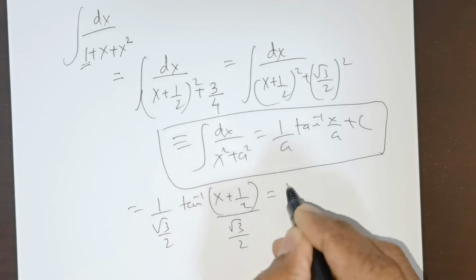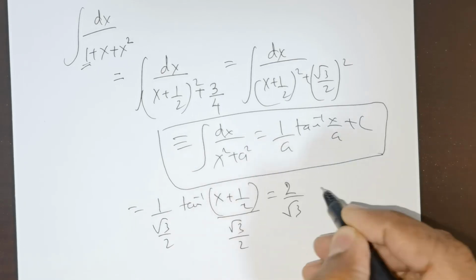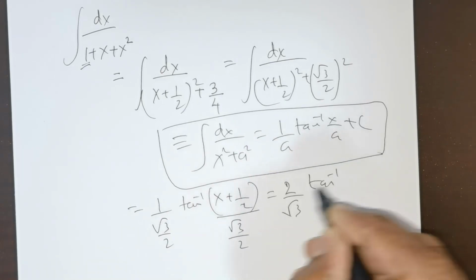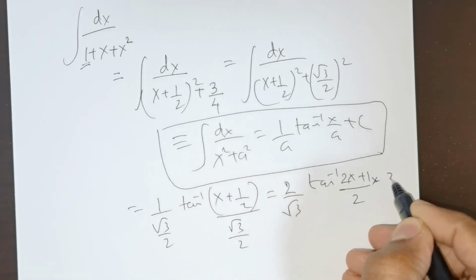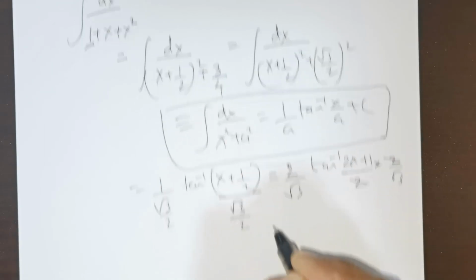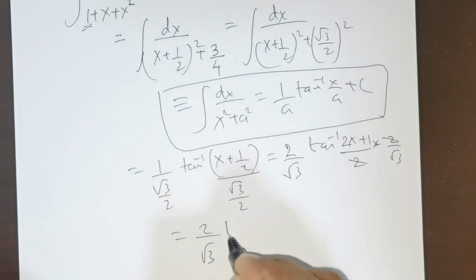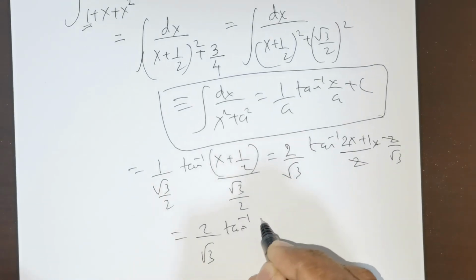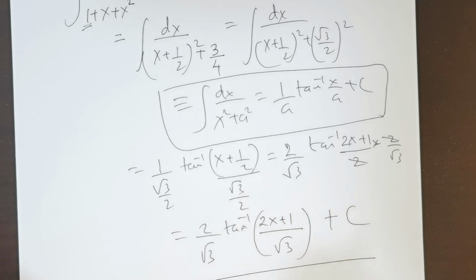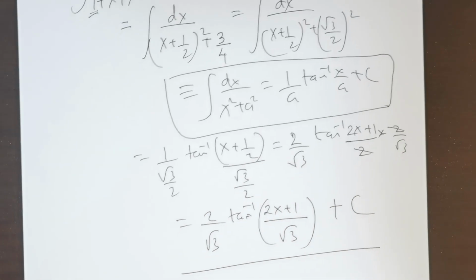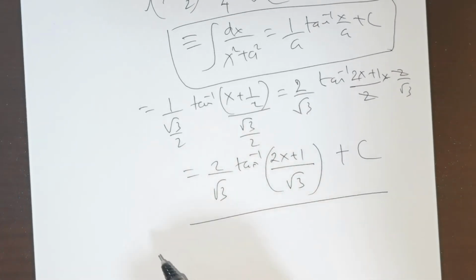This can be further rewritten as 2 over root 3 times tan inverse of, you take the LCM, you get 2x plus 1 divided by 2 multiplied with 2 over root 3. Now the 2 gets cancelled, giving me 2 over root 3 tan inverse of 2x plus 1 divided by root 3. So this is what we have got as a solution. Now this is simple. You don't have to use much mathematical computation ability to arrive at the solution.